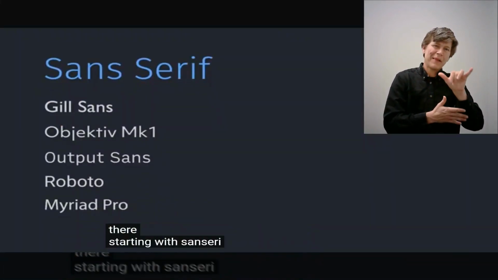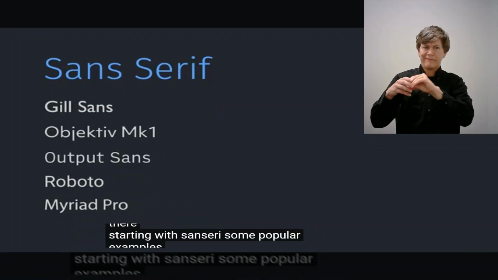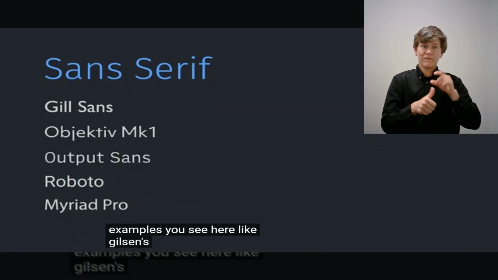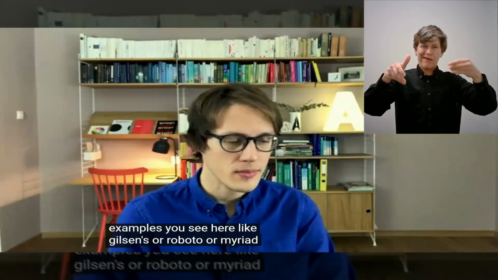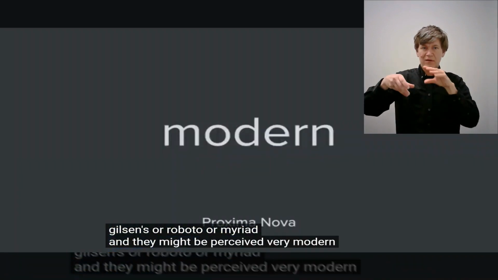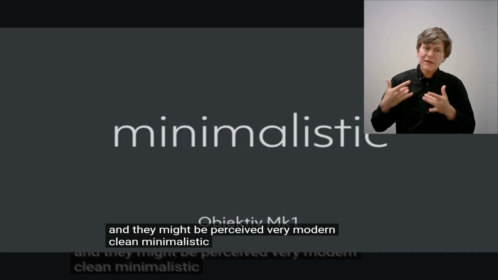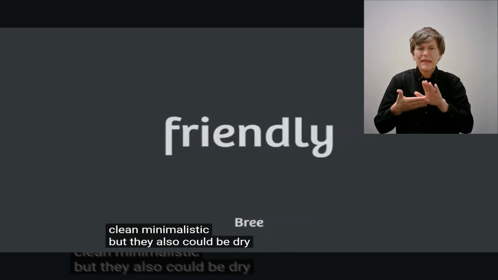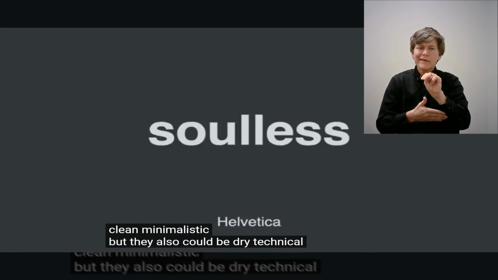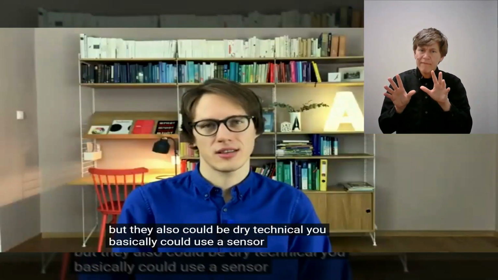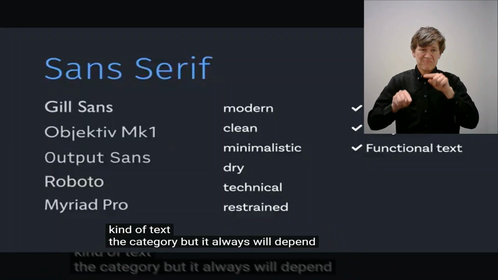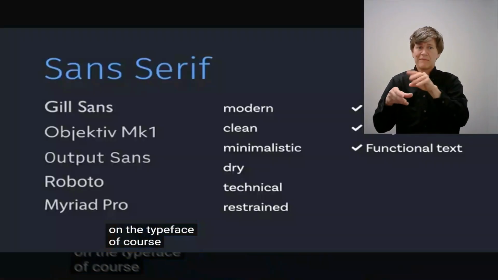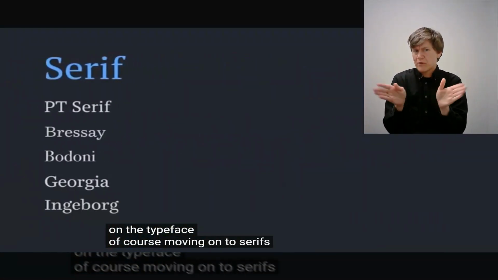Starting with sans serif. Some popular examples you see here, like Gill Sans, or Roboto, or Myriad, and they might be perceived as very modern, clean, minimalistic, but they also could be dry, technical. You basically could use a sans serif for any kind of text, but it always will depend on the typeface, of course.